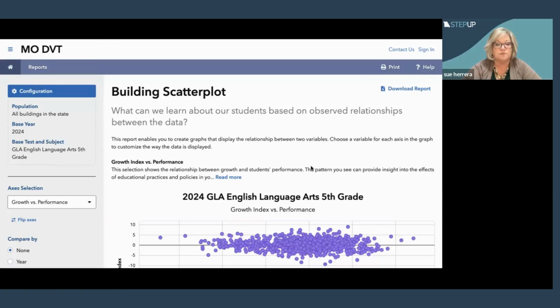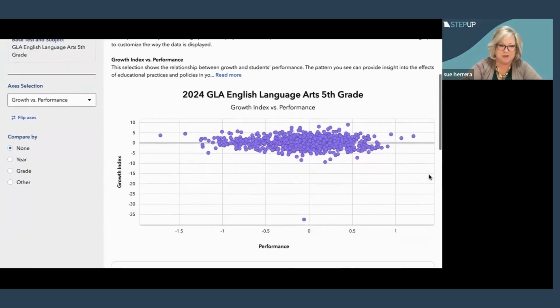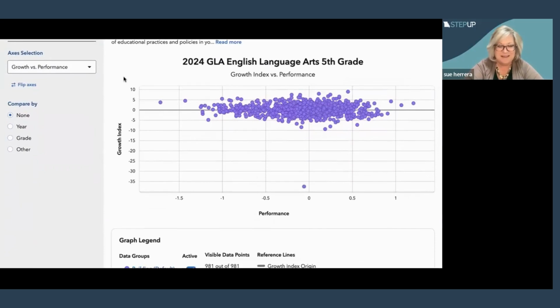Sue, can you hover over the bottom dot so we can see if it's CE? No, Natalie, it is not CE. I promise. I've already hovered. You're fine. She cracks me up. Okay.